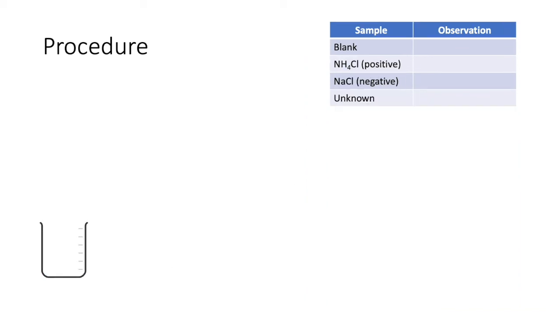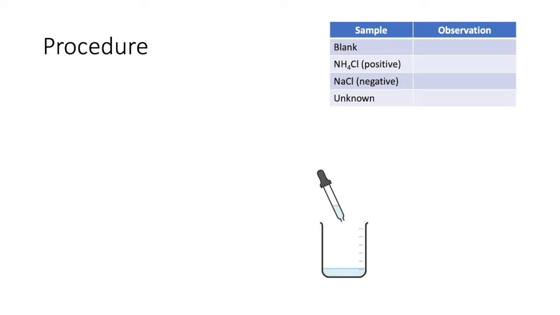The next qualitative test that you'll be performing is an acid-base test for ammonium ions. All of these samples will be tested in the same way. You'll obtain a small beaker, and then you'll add approximately 1 milliliter of that sample to the beaker. You'll then obtain a piece of pH paper, moisten it with water, and stick it onto the convex side of a watch glass.